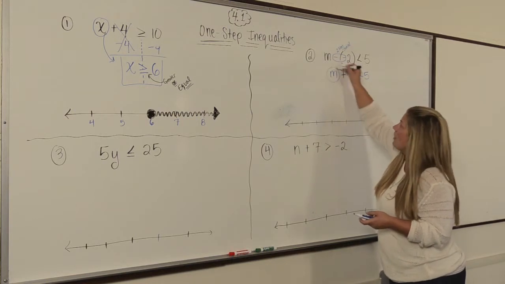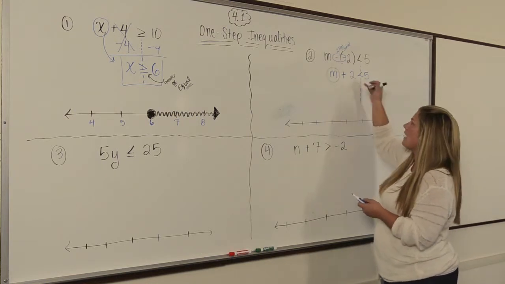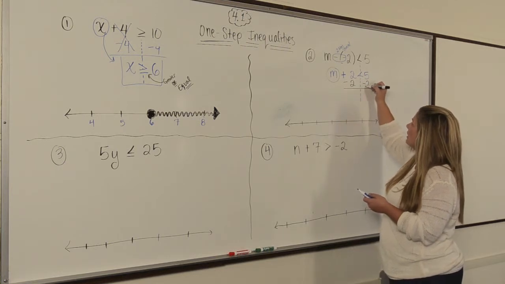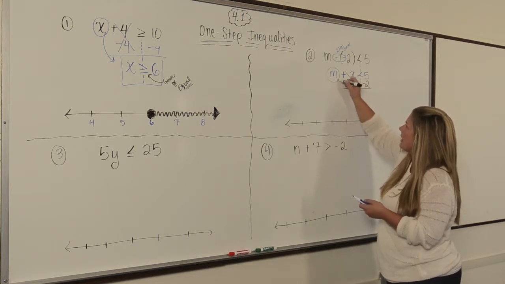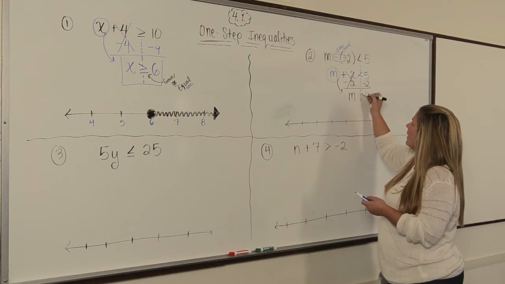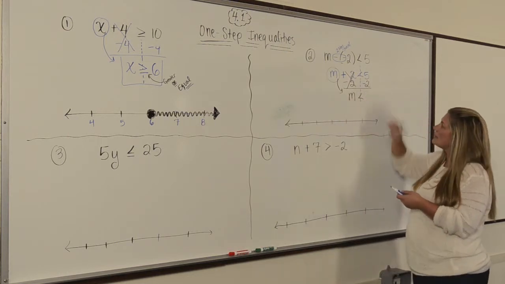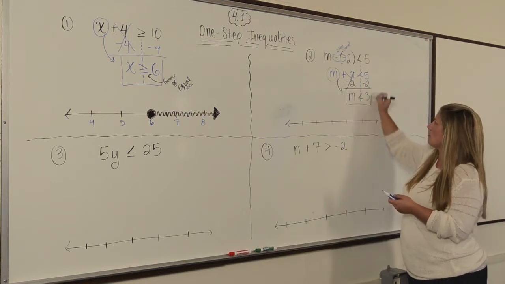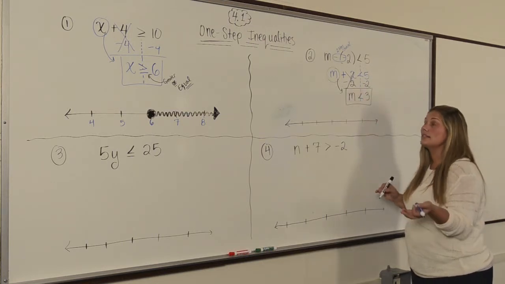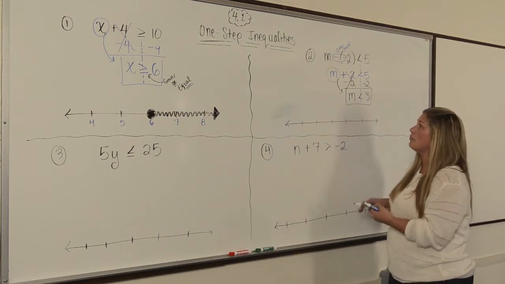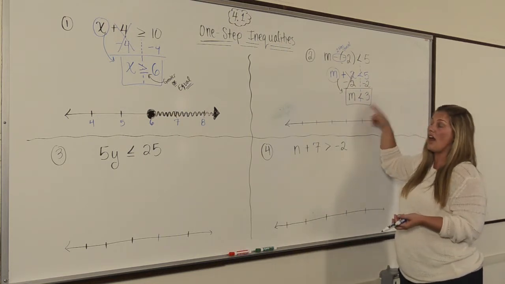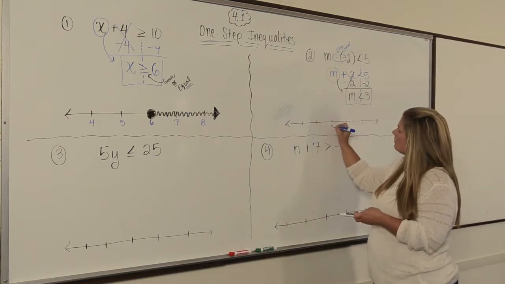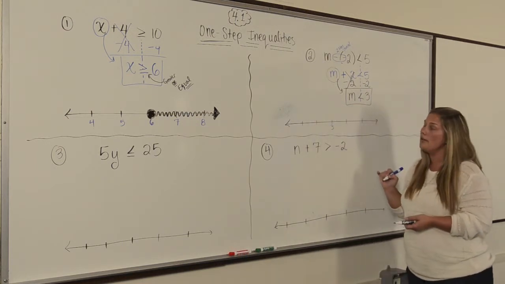So I have my variable I need to get by itself, but I have to get rid of that plus 2. To get rid of a plus 2, I have to subtract 2 from both sides. When I bring down that M and I bring down my sign, then 5 minus 2 is just 3. So that's my solution, but I'm not done yet because not only do I have to solve, I also have to graph. So since 3 is in my answer, I'm going to put that number in the middle.